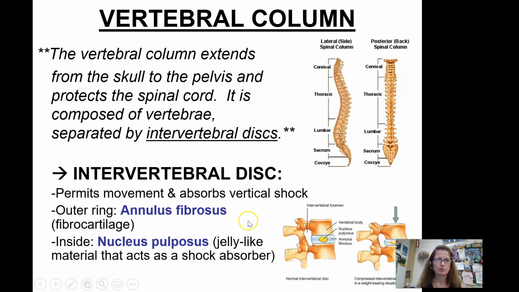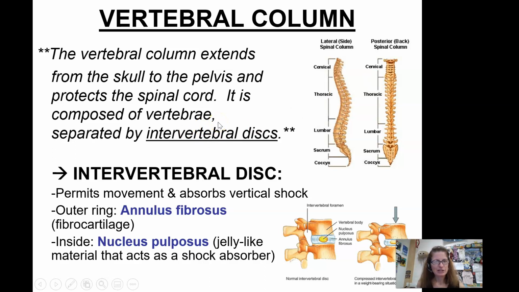So let's look at the vertebral column. So the vertebral column, obviously it's connecting to your skull and going all the way down your back. And its job is to protect the spinal cord on the inside. So you're going to have lots of individual vertebra bones. So a vertebra is one bone, vertebrae, lots of vertebra. So the E makes it plural.